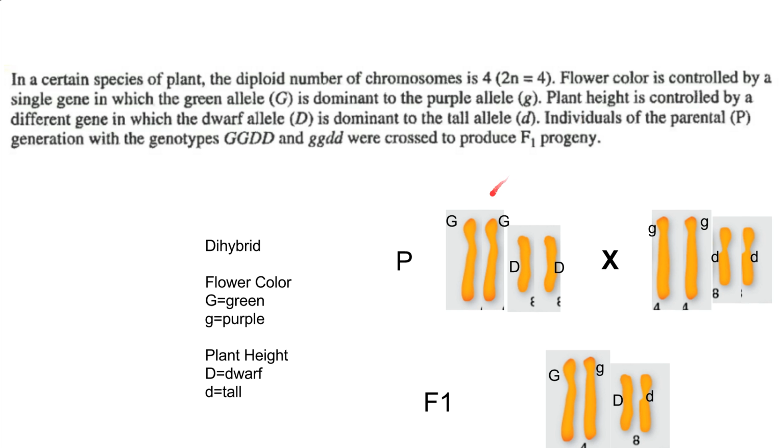So again, that's what it's giving you. It just says F1 progeny in the prompt. It doesn't tell you what it actually is letter-wise. So you need to understand, if you take a P generation that's GGDD, cross it with another true breeding recessive, a purple tall plant, it would be like this, and when we cross these up, we end up with this F1 generation. So I'm going to take you through that now.